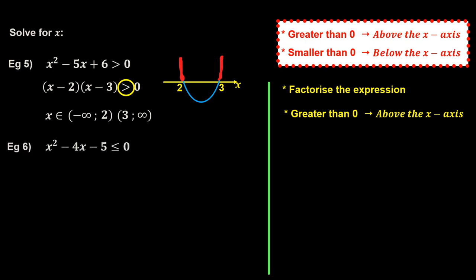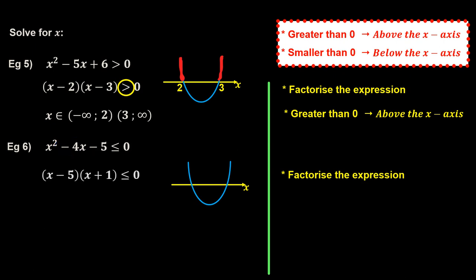Let's do one final example. X squared minus 4x minus 5 is smaller than or equal to 0. We know it's going to produce a happy face parabola. We do have a middle term, but at the moment that's not going to bother us. We're just going to factorize our trinomial. And if we factorize the trinomial, we end up with x minus 5, x plus 1, smaller than or equal to 0. The x-intercepts on that little parabola will be at 5 and minus 1.